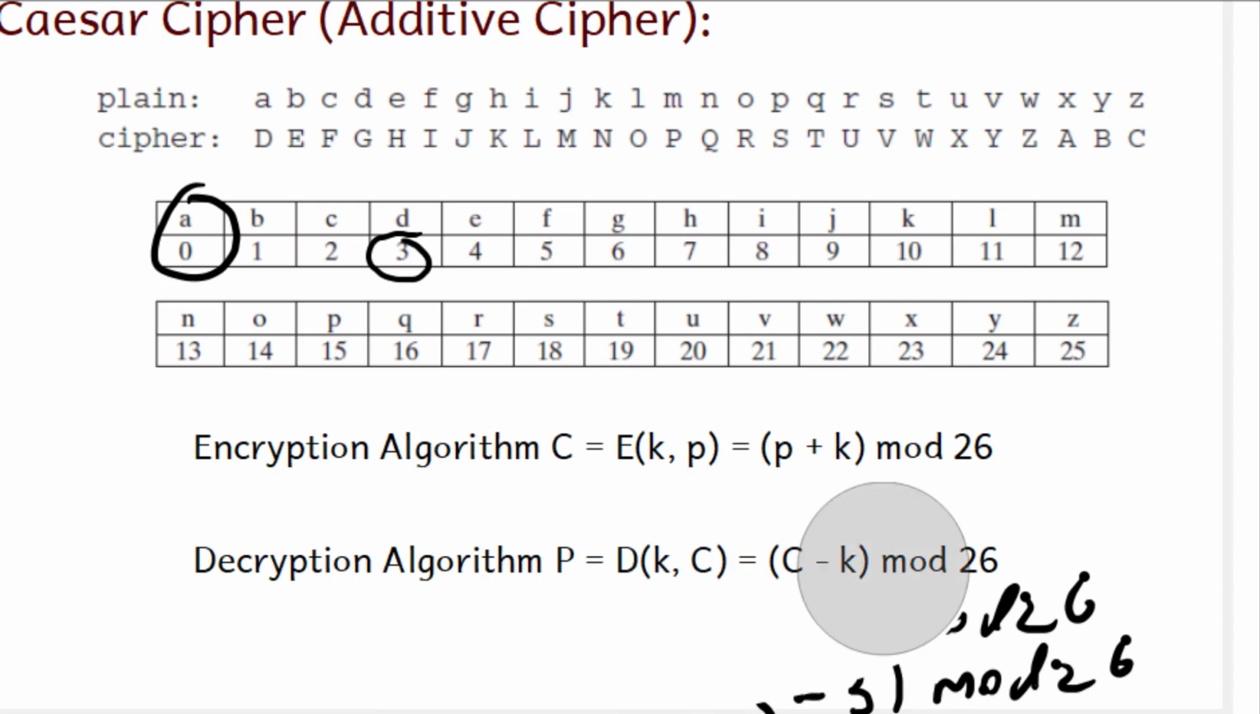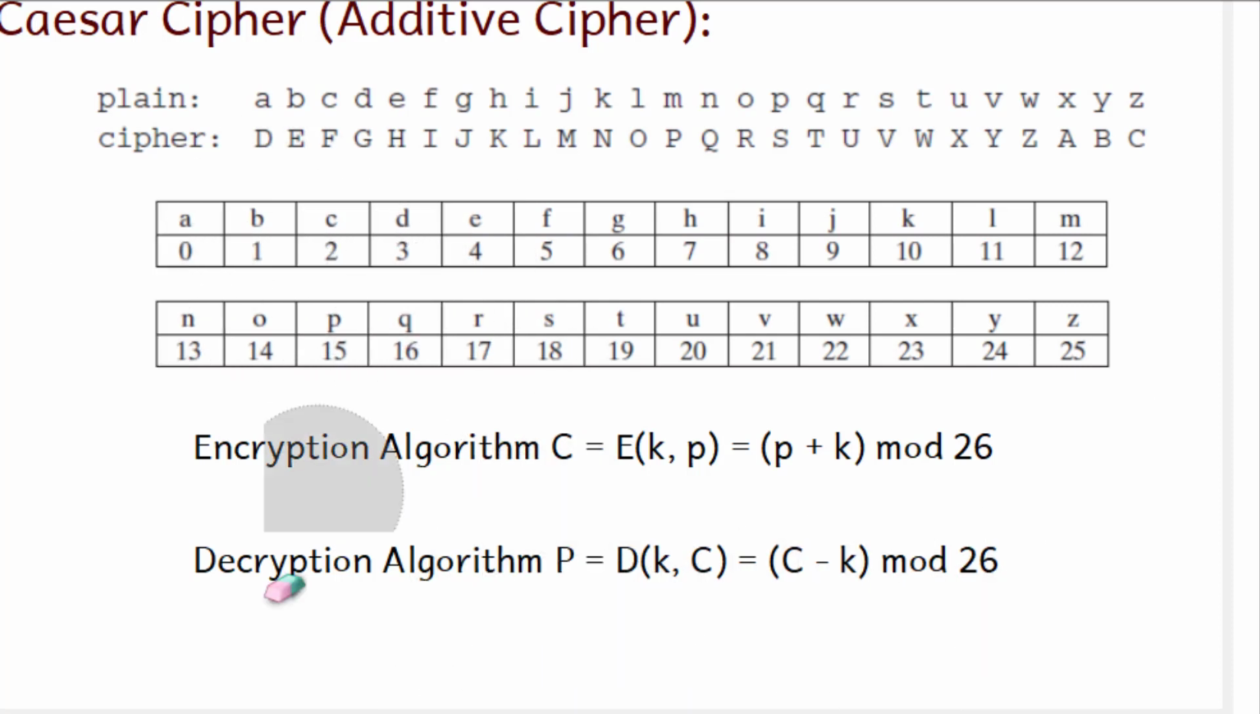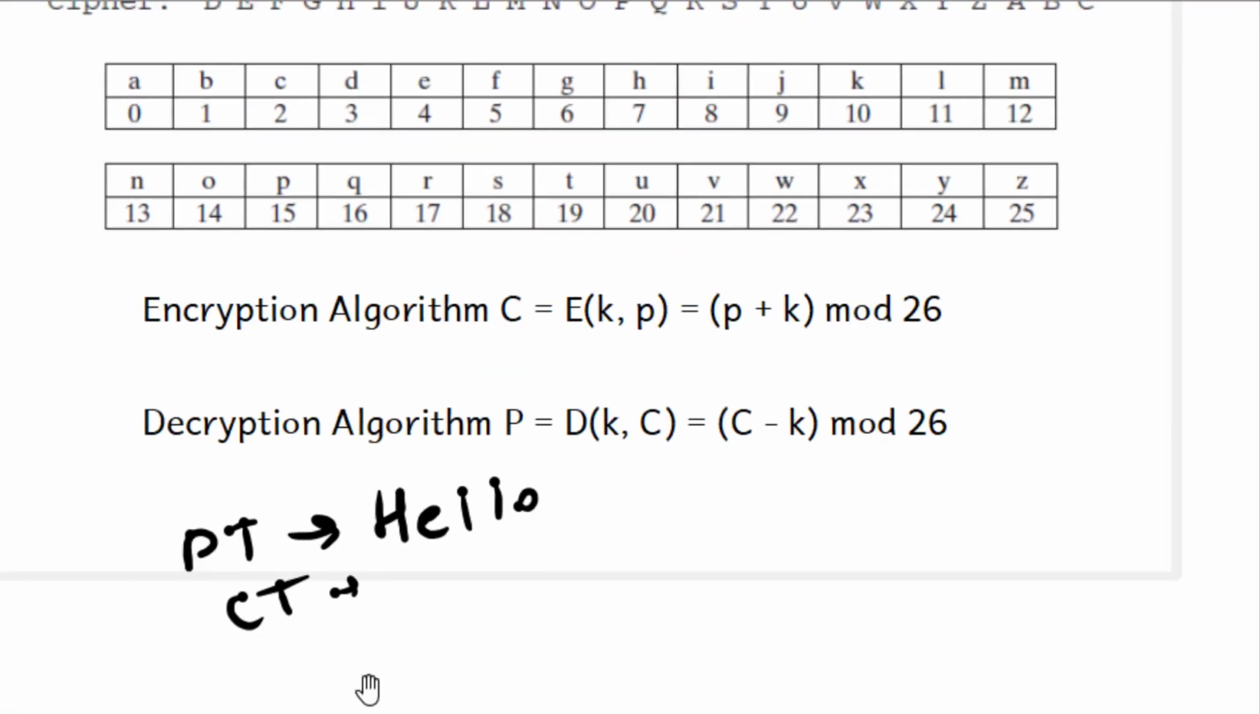If we don't want to go by the mathematical formula, we can just look at the table. Suppose I want to interpret for hello. The plain text is hello. If I want to know the ciphertext, we'll just go here. So for H, sorry, this one.